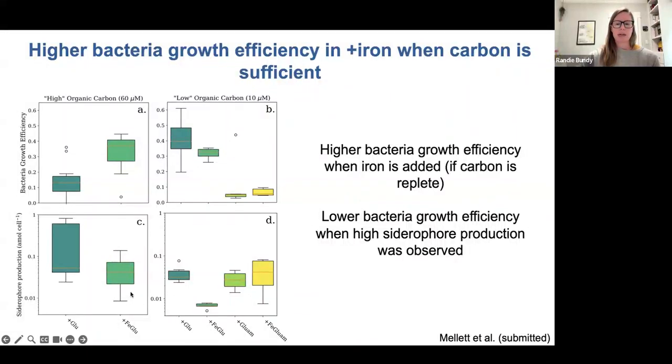And we saw lower bacterial growth efficiency when we saw really high siderophore production. So in these carbon treatments where we saw a lot of siderophore production per cell, that's where we saw lower bacterial growth efficiency.